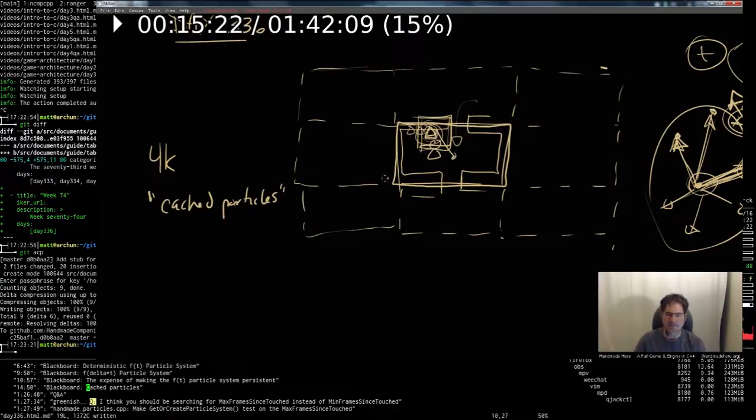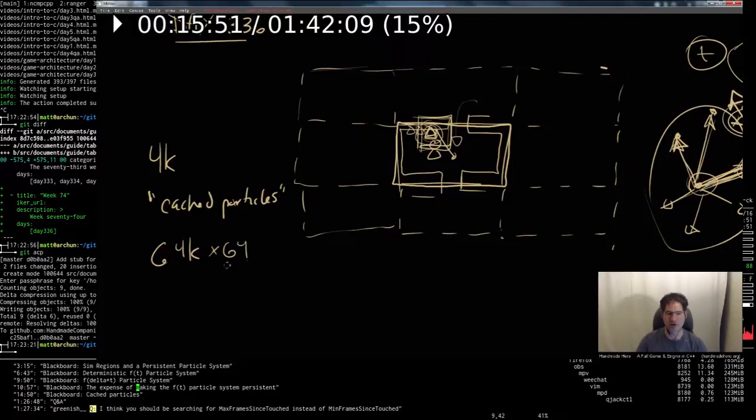And the idea here is just that, well, okay, if we already have the notion of a simulation region, what if we just said we've got room for some number of particle systems, right? So let's say we go, okay, what's our biggest particle system? How many particles do we want to simulate at maximum for any particle system? Maybe it's 64K particles, let's say. How many particle systems do we want to simulate at any one time at maximum? Okay, maybe it's 64 or something like this.